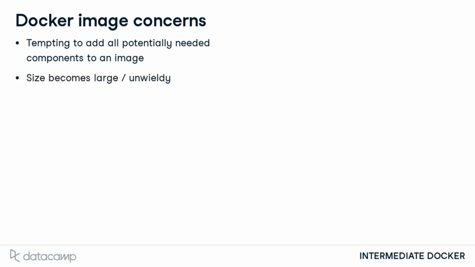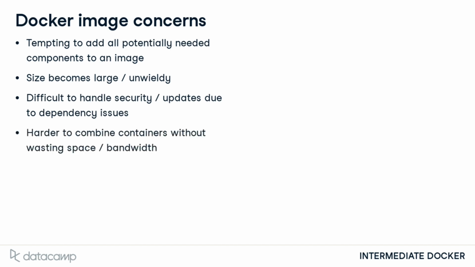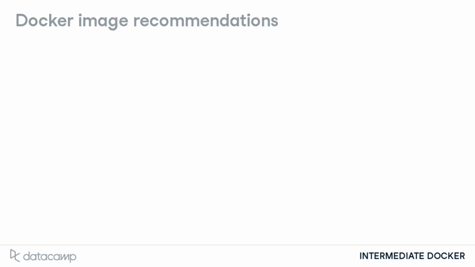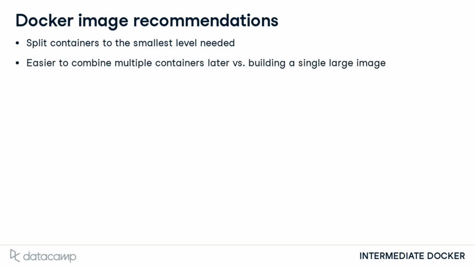The first is the container image size becomes large and unwieldy, especially if you need to run multiple copies of the container image. It is also challenging to handle any security issues or required updates as there are many more dependencies between components. Finally, it's harder to combine containers without wasting space or bandwidth due to the large size. The usual recommendation when working with containers is to split the containers to the smallest level needed for a given task. We'll discuss this with an example in a moment, but it becomes much easier to combine multiple containers later versus building a single large image.